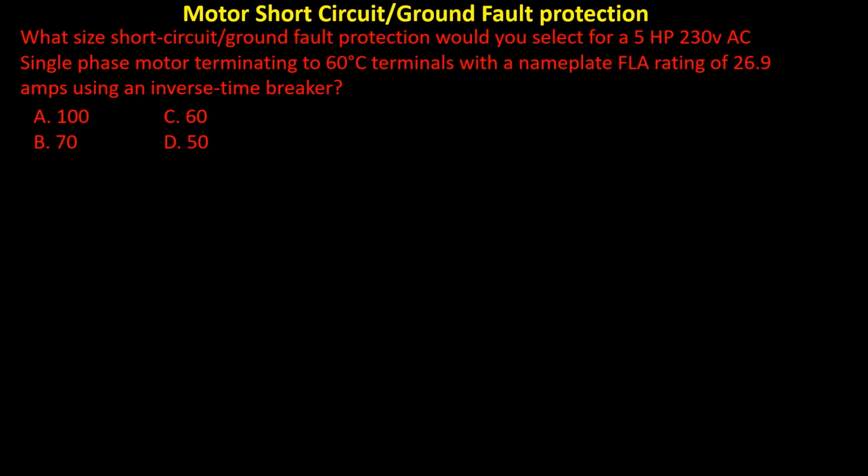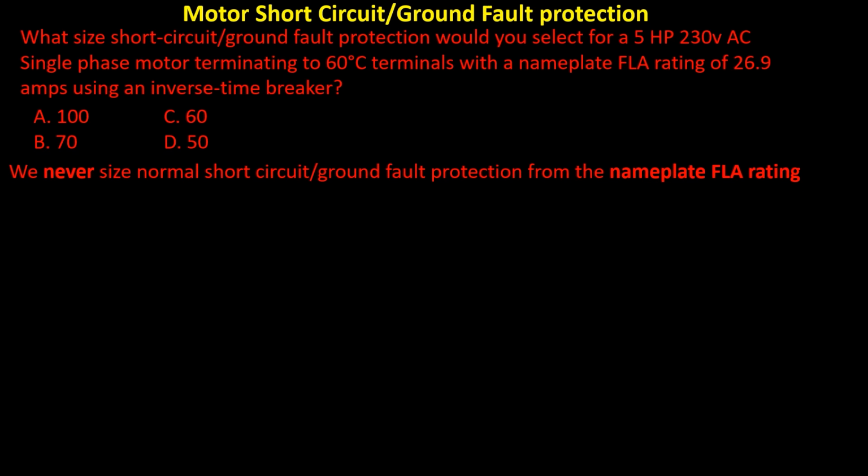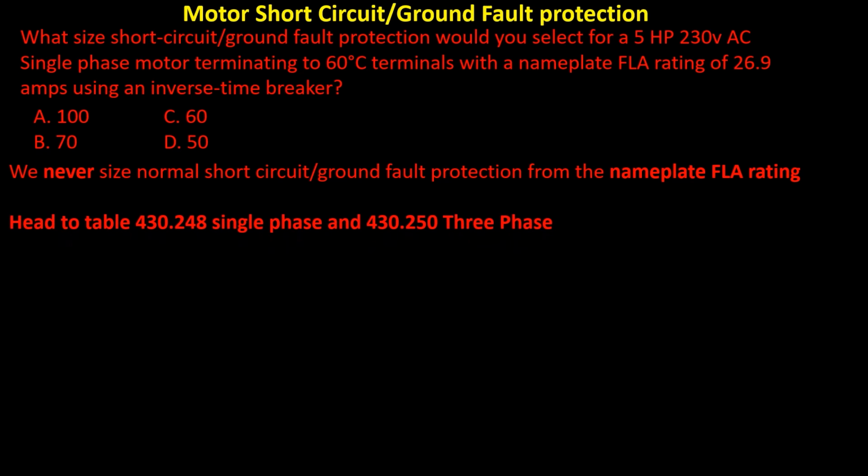What size short circuit ground fault protection would you select for a 5 horsepower, 230 volt AC single phase motor terminating to 60° C terminals with a nameplate FLA rating of 26.9 amps using an inverse time breaker? We're going to use our FLC and not the nameplate FLA rating. We're going to head to table 430.248 because it's single phase. We're going to find that our FLC is 28 amps.